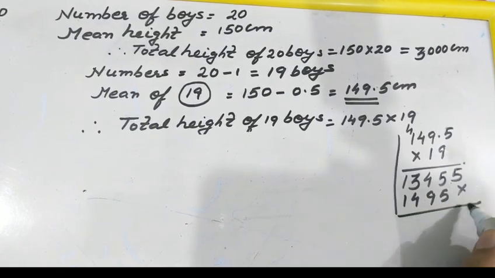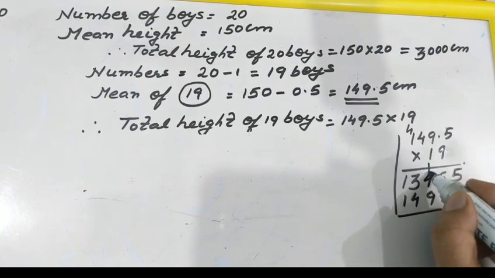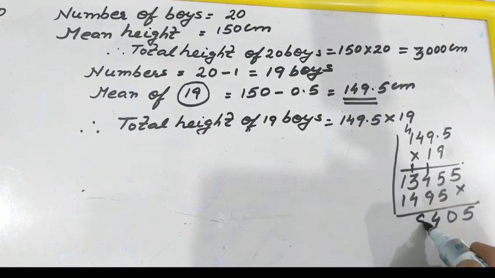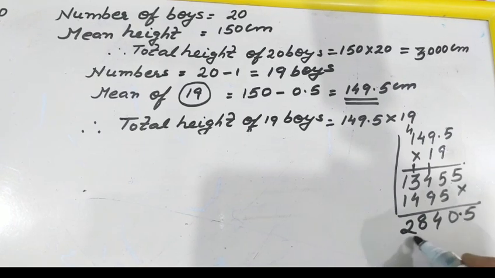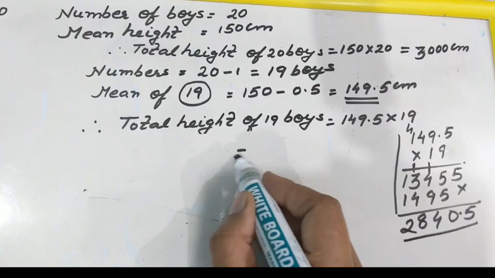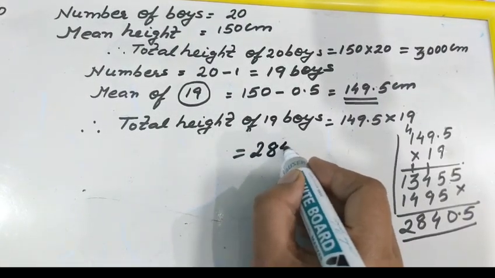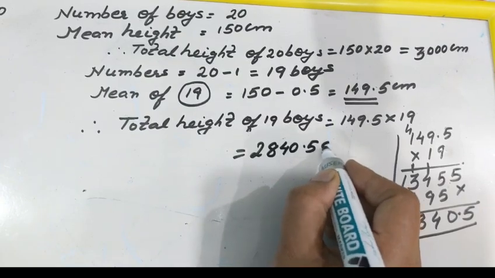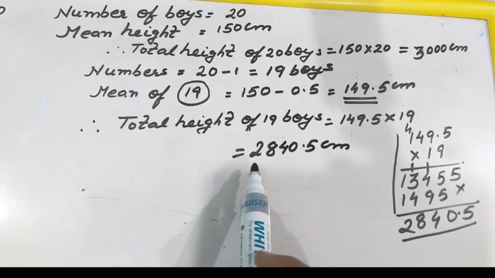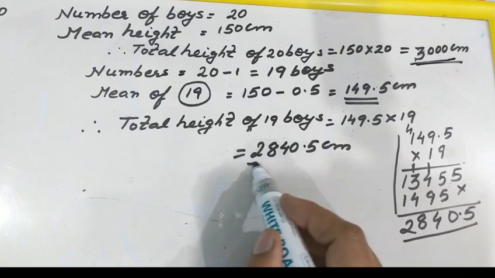1495. Let's sum up. 5, 0 plus 0 down, 1 carry over, then 4 down, 1 carry over, 8 and 2, and put a decimal. This is the total height of 19 boys. So let's write here 2840.5 centimeter. So here we have calculated the height of 20 boys, and this is the height of 19 boys.